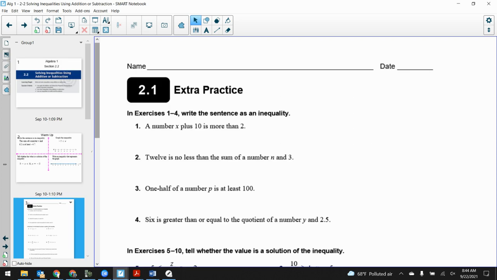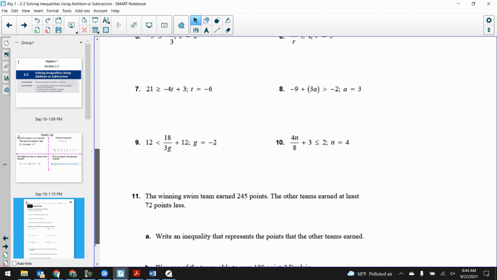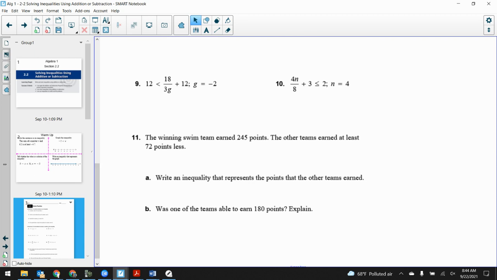That's what I wanted. So here's the warm-up. If you need to pause and do these problems, we'll go over them in a second. But here, we're going to get to the worksheet. Now, again, I'm going to go over the word problem. You can ask any questions after that, but I'm going to go over the word problem, shall we?